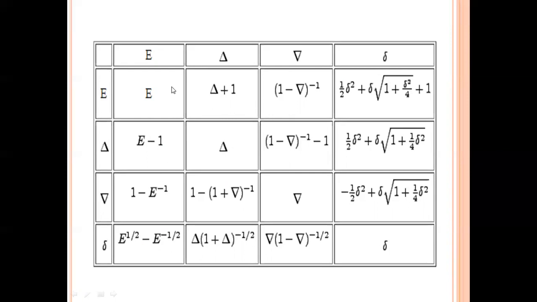Del is equal to 1 minus E power minus 1, and the relation between delta and del is delta is equal to 1 minus del whole power minus 1 minus 1. The relation between small delta and capital E is small delta is equal to E power 1 by 2 minus E power minus 1 by 2, and the relation between small delta and capital delta is small delta is equal to delta into 1 plus delta whole power minus 1 by 2, and the relation between small delta and del is small delta is equal to del into 1 minus del whole power minus 1 by 2.